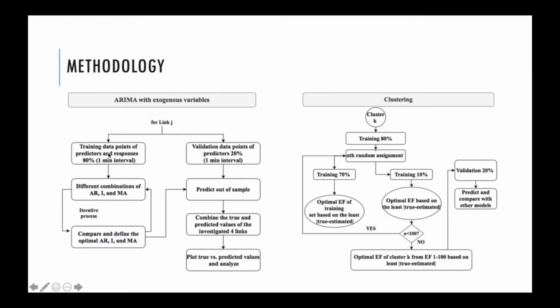For all of the models, we divided the data into training and validation, 80 to 20% respectively. So here is what we did. For every link, we took the 80% data points. We had an iterative process to define the optimal combinations for autoregressive, integrated, and moving average. And then after we had the optimal set, we predicted using the 20% validation data set, and we combined the true and the predicted values of all links for a comparison with other models, and we plotted the predicted values with the other models.